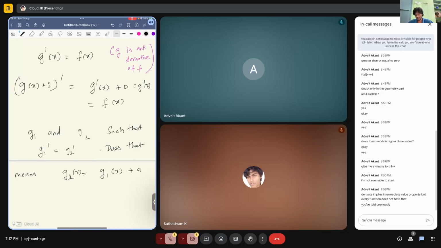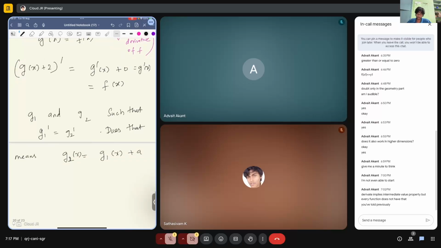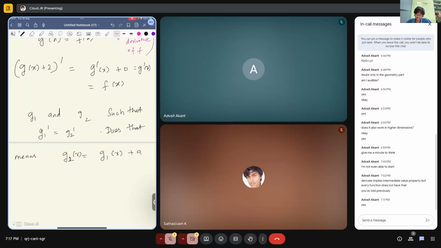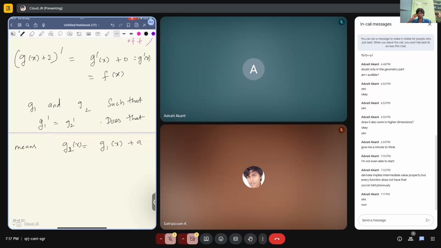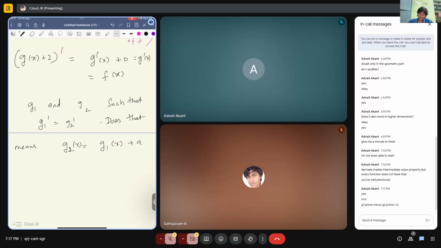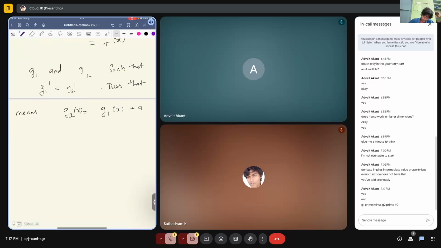You can try this. It may not be hard. So how do you prove it? We'll use the mean value theorem. Okay, how do you use the mean value theorem? Good, so you got the idea. Let's write the proof.